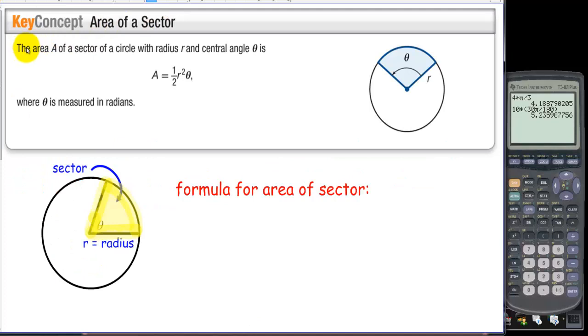Area of a sector. The area A of a sector of a circle with radius r and central angle theta is A equals 1/2 r squared theta. And this is like finding the area of a piece of pizza, where theta is measured in radians.